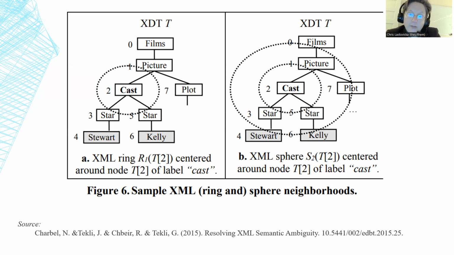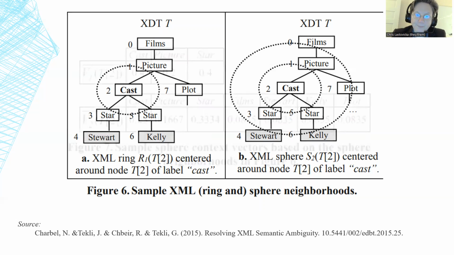On the right-hand side, we have a sphere with a distance of 2 from our target term cast. 2 means if you go up from cast to the parent picture and its parent films, that's 2. 2 children down from cast, you go to stars, 1, and then Stewart is 2. So this is how it's determining terms and distance.